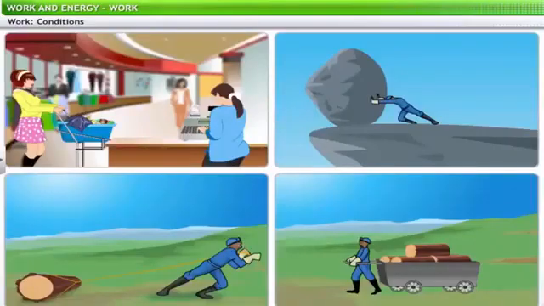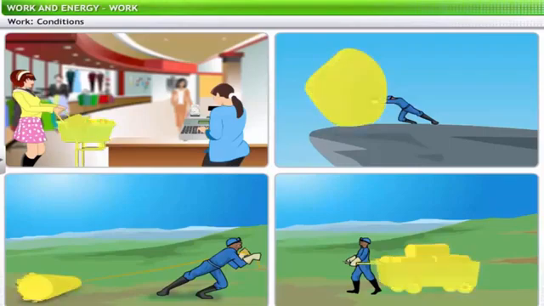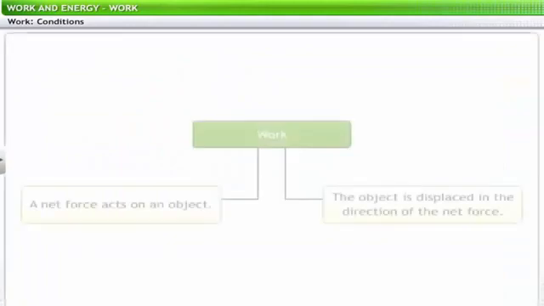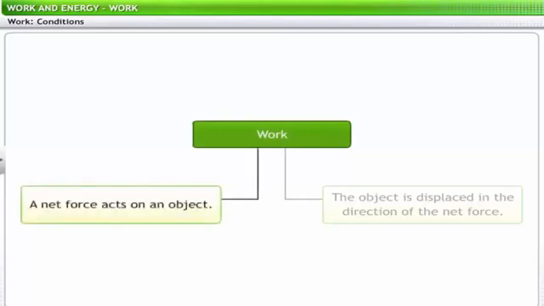Looking at the definition of work, for any work to be done, first a force has to be applied on the object in order to displace the object from its initial position. The initial position of an object could be the position of rest. Therefore, the two conditions that need to be satisfied to say that work is done are: a net force should act on an object, and the object must be displaced in the direction of the net force.